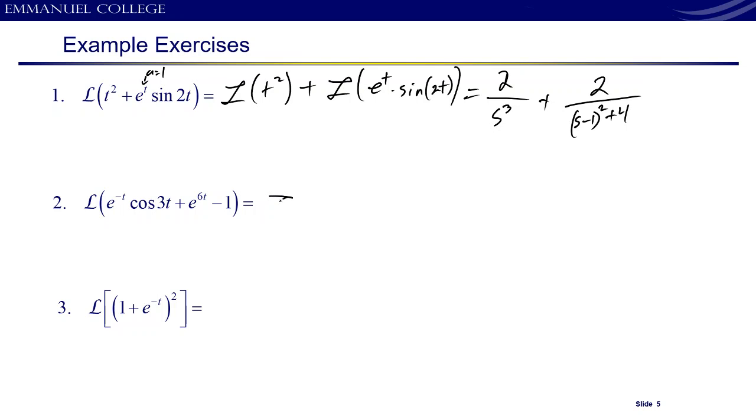Once again, first things first, split this Laplace transform up, because the Laplace transform of a sum is just the sum of the Laplace transforms. We'll just do it this way. Now, that was bold of me to think I could write everything on that same line. So, e to the negative t cosine of 3t.